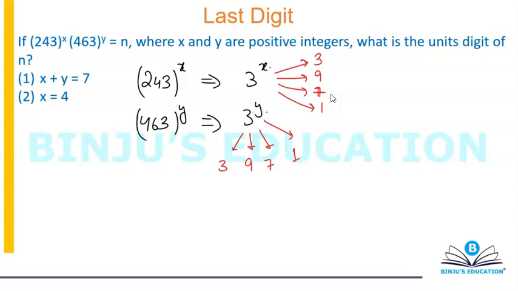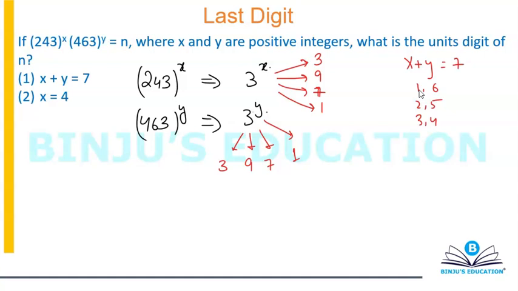So statement number 1 says x plus y is 7. Okay. So if x plus y is 7, what all we can have? We can have 1, 6. We can have 2, 5. We can have 3, 4. Now I'm not considering the ordered pairs. The reason is both the numbers have their unit digit as 3, right? So whether I take x to be 1, y to be 6, or x to be 6, y to be 1, either way it's one and the same thing. It's not going to make much of a difference.